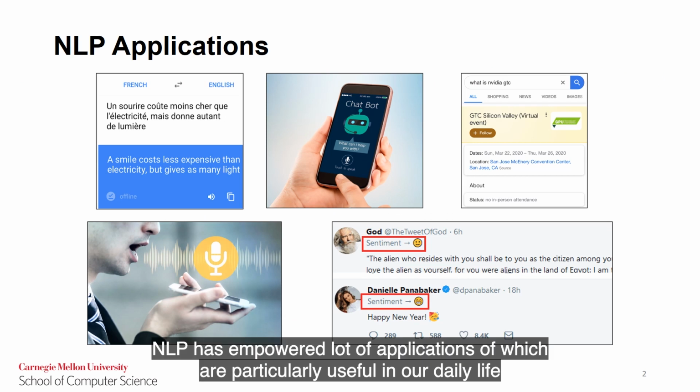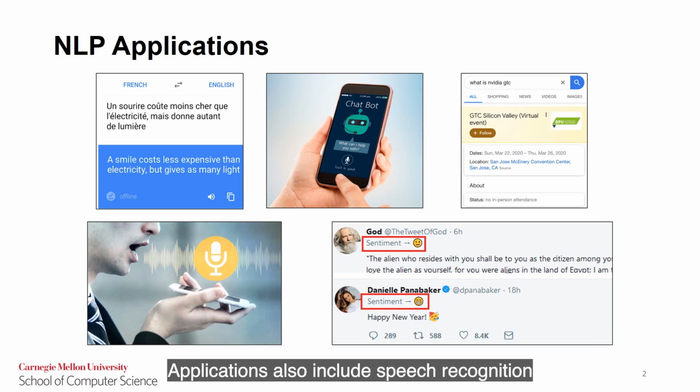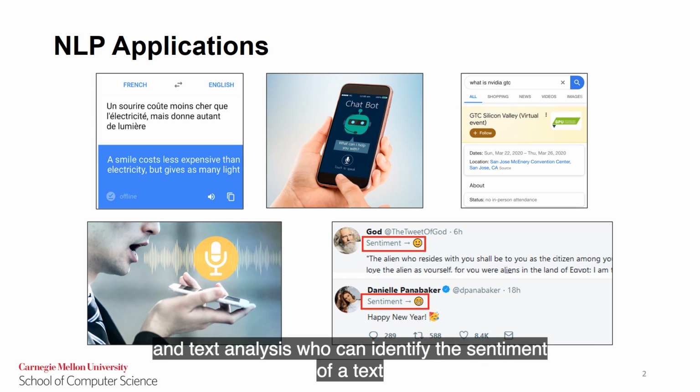NLP has empowered a lot of applications, some of which are particularly useful in our daily life, such as machine translation, chatbots, and information retrieval systems that have certain ability of question answering. Applications also include speech recognition and text analysis, which can identify the sentiment of a text.